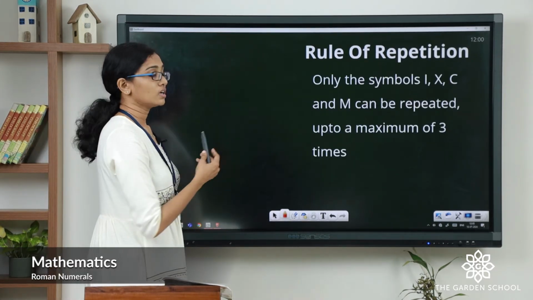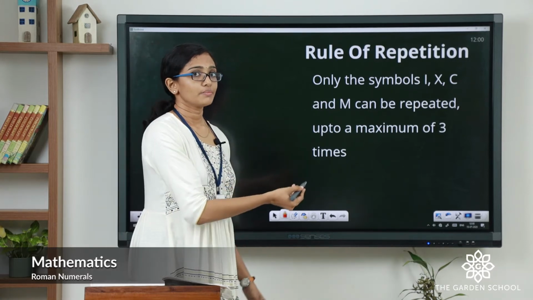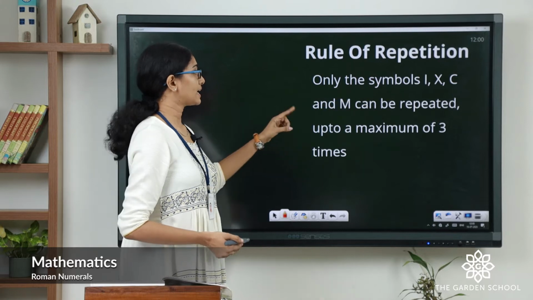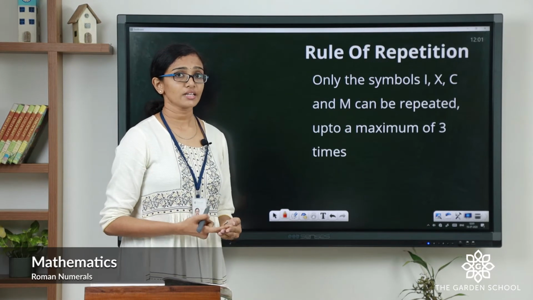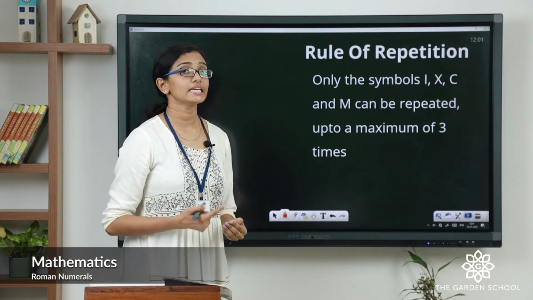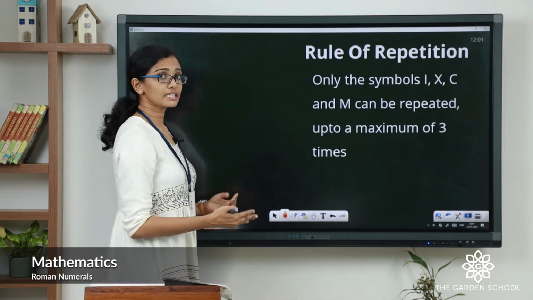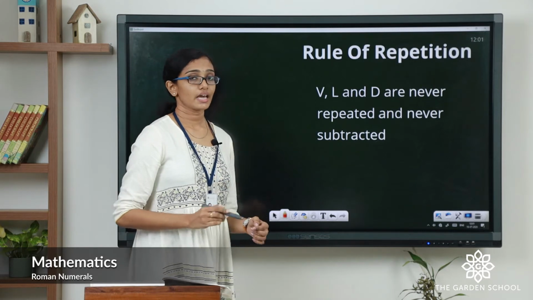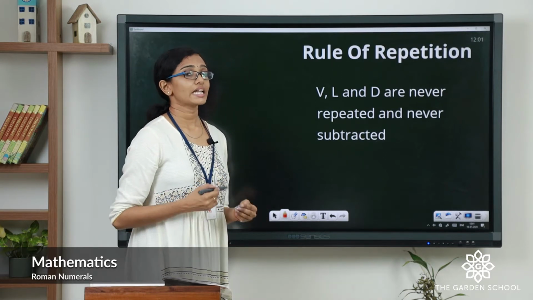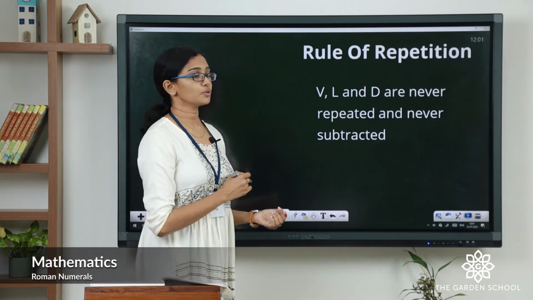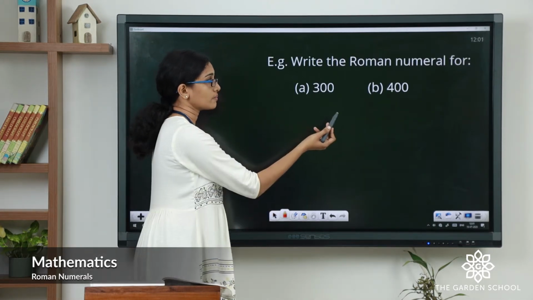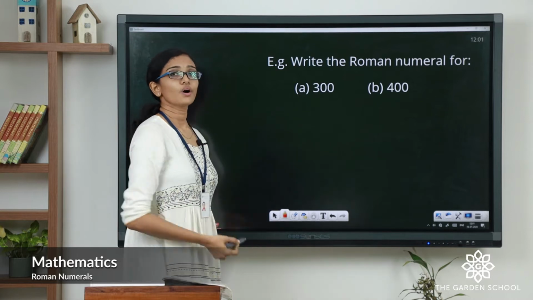Now, we saw all the 7 symbols. Among them, only the symbols I, X, C and M can be repeated, and that too up to a maximum of only 3 times, not more than 3 times. And the symbols V, L and D can never be repeated, or they can never be subtracted from any other numeral. See this example. Write the Roman numeral for 300 and 400.